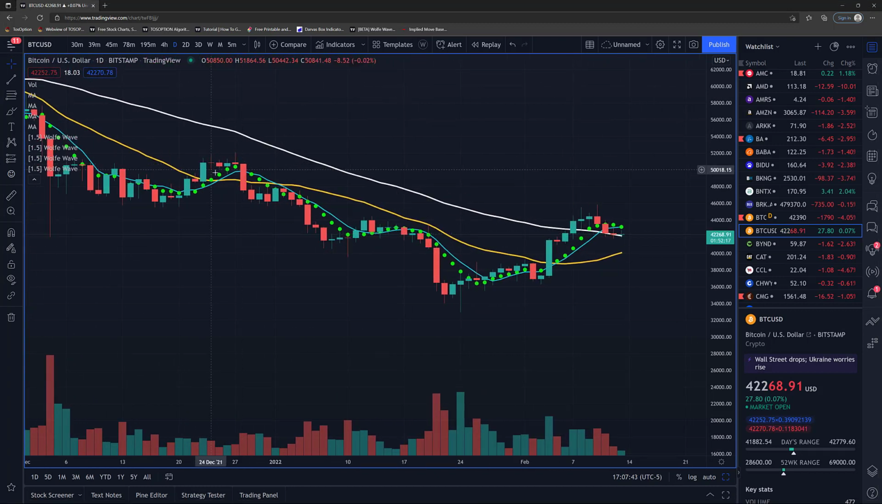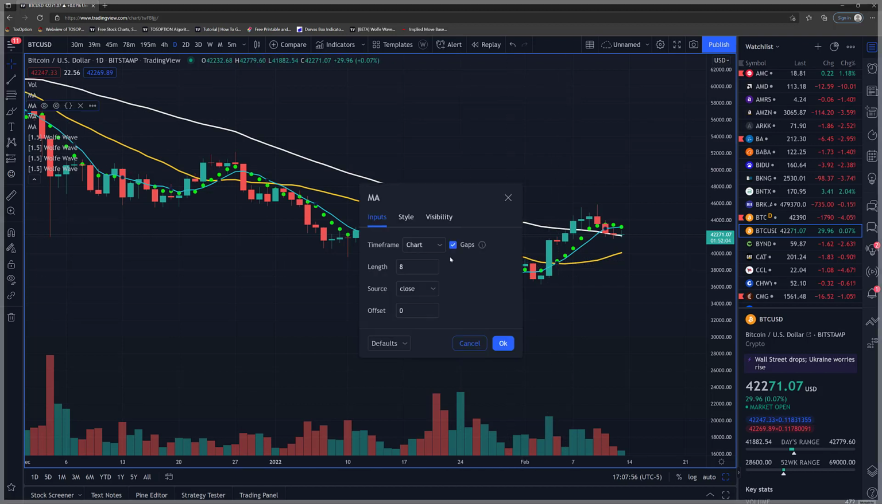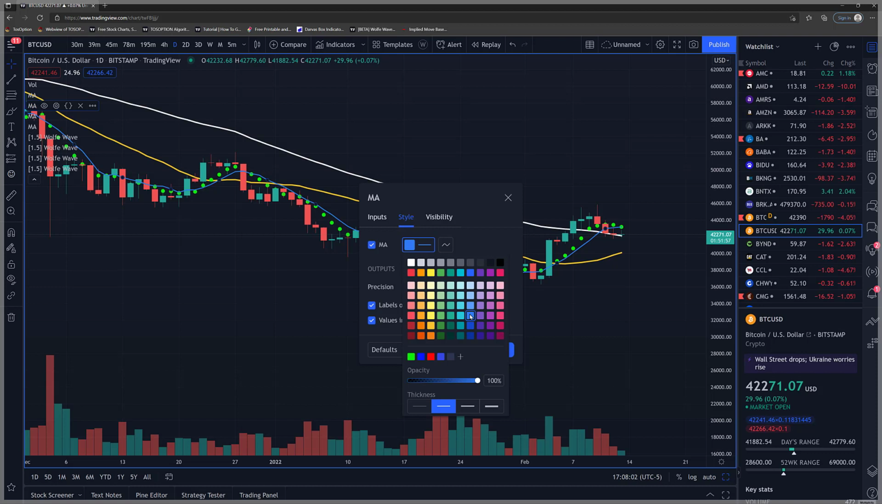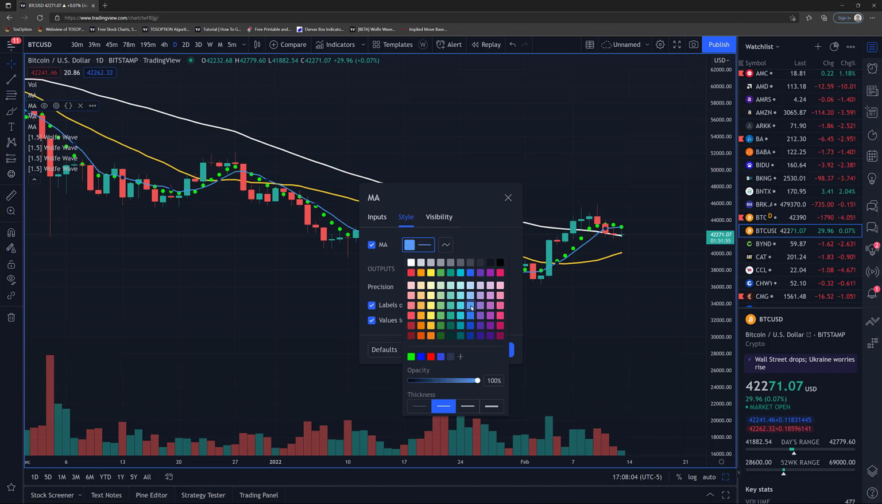Okay, so this is basically what you have, and then let's go ahead. So the moving averages, we have the 6, which is the green dot. We have the, let's make this blue. Let's make the 8-day moving average a little bit more easy to identify. I don't know, something like that.